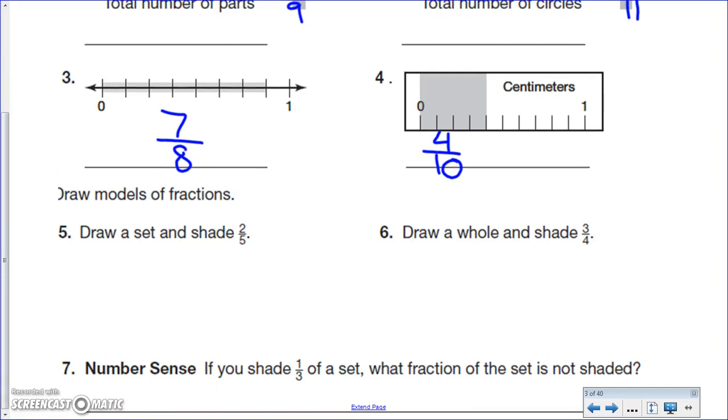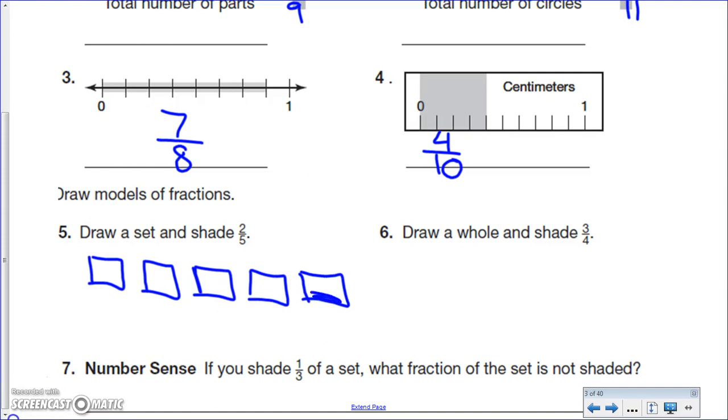For 5, we have to draw a set and shade 2/5. So what you need to do is pick a shape. I'm going to use a square, but you can pick any shape you want. You need to draw 5 of them and shade 2 of them in. Thus demonstrating the fraction 2/5.